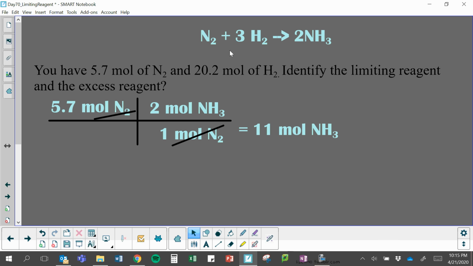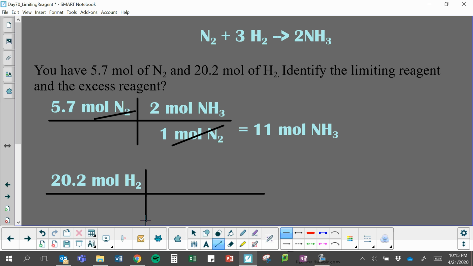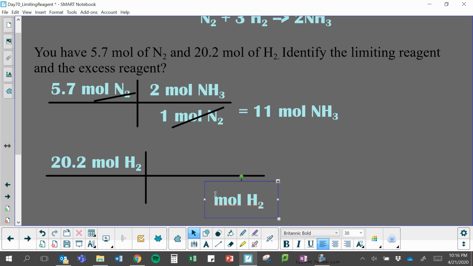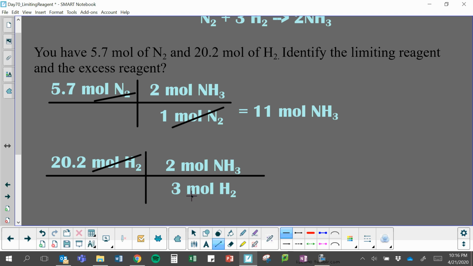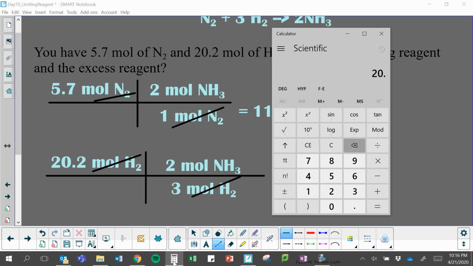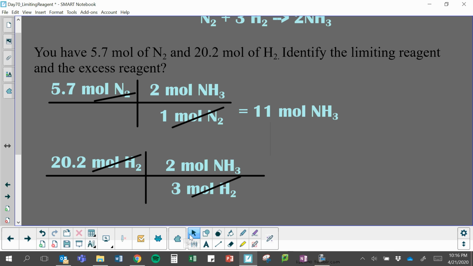And now we need to compare that to our hydrogen amount that we have. So we're starting with 20.2 moles of hydrogen. And then we're wanting to convert moles of hydrogen into moles of NH3. And if you look in our equation, we have 3 moles of hydrogen for every 2 moles of NH3. And these cancel. 20.2 times 2 divided by 3. And we're using 3 sig figs in this case because 20.0 has 3 sig figs. And we'll write 13.5. Oops, 5 moles of NH3.